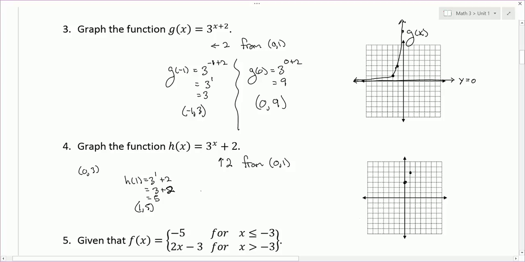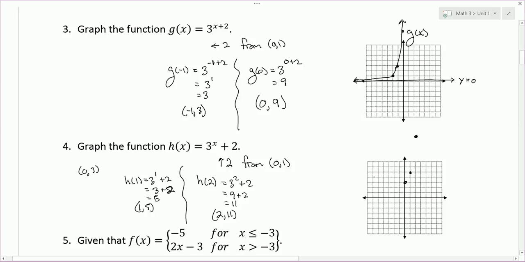And if we plug in 2, we end up with 11, which is off our chart here, somewhere up here.